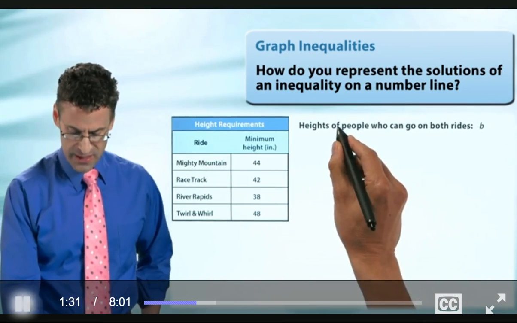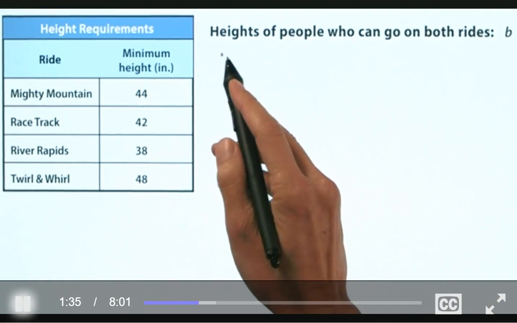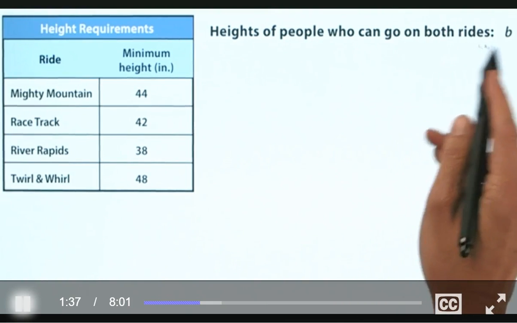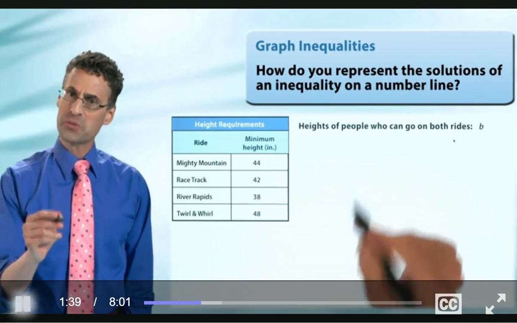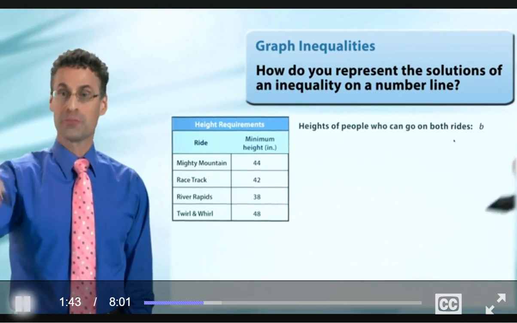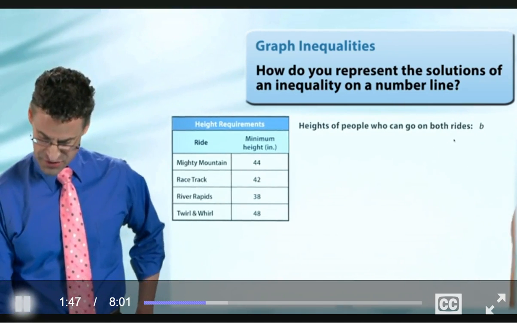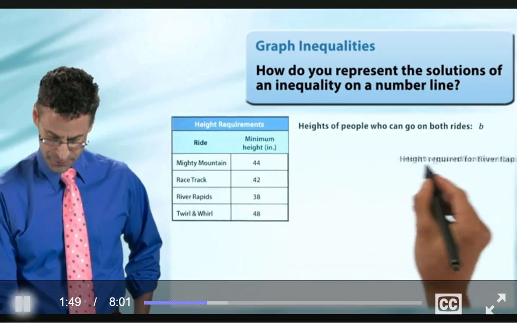So what we're doing is we're letting b be the unknown that represents the heights of people who can go on both rides. See, sometimes we pick a letter that will help us remember what the letter represents. B for both. And so now let's take a look at each one of these separately.